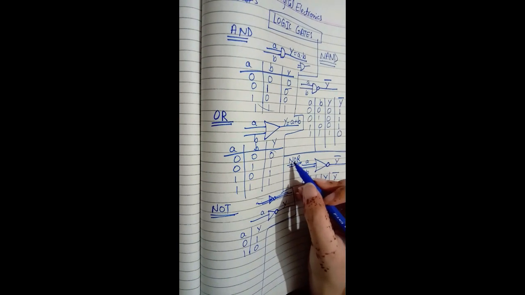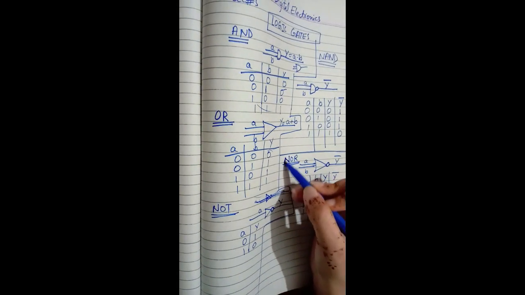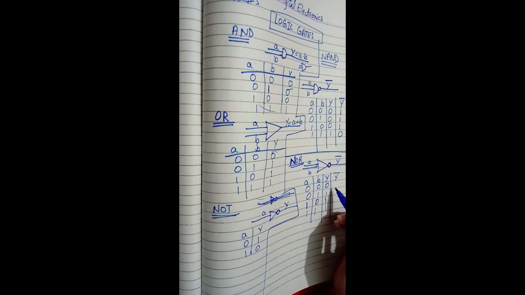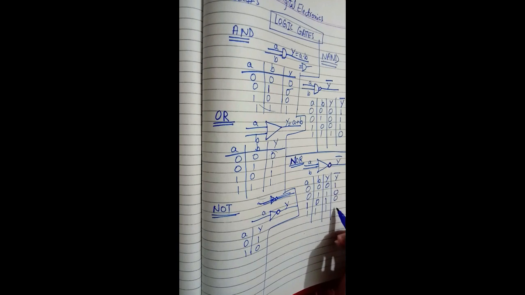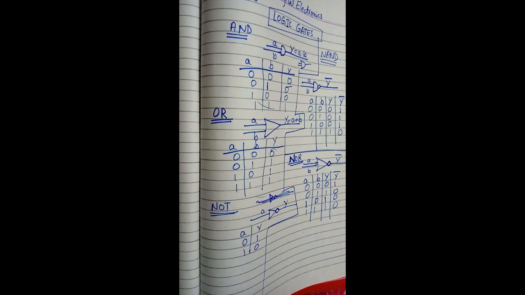As we have the NOR gate, this is our OR gate, and now we will apply the NOT on it. This is our NOT, and Y prime, the opposite of the final answer, is 1 0 0 0. This is our NOR gate. Now we have the XNOR and XOR gates. We will do it on the next page.